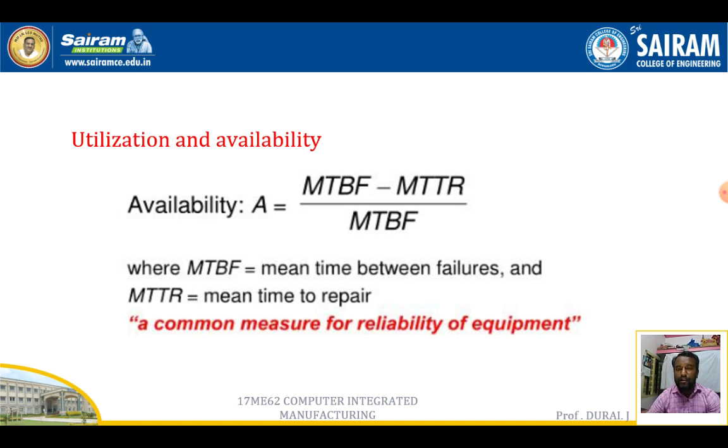Then comes utilization and availability. How effectively you can utilize the industrial resources is utilization, and availability is the number of machines available to produce the product. Availability is calculated with this formula: (MTBF - MTTR) / MTBF. MTBF is the mean time between failure, and MTTR is the mean time to repair, divided again by MTBF, the mean time between failure.